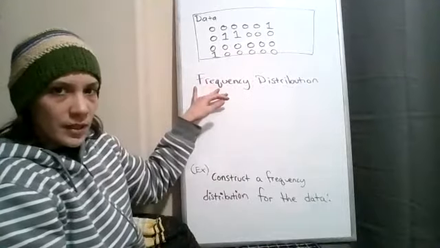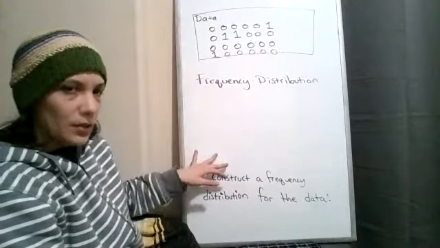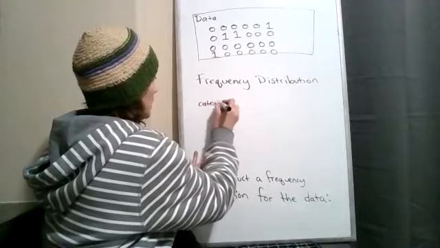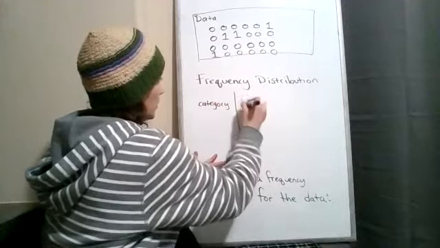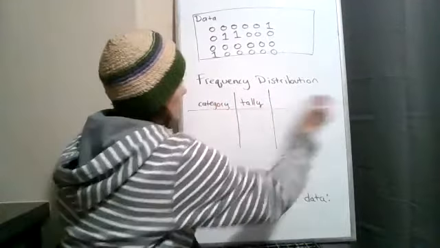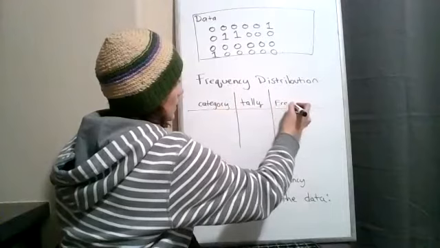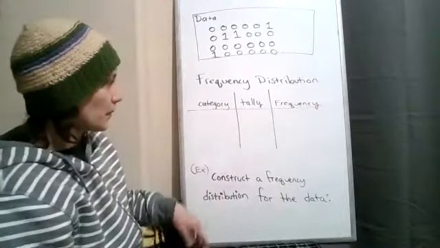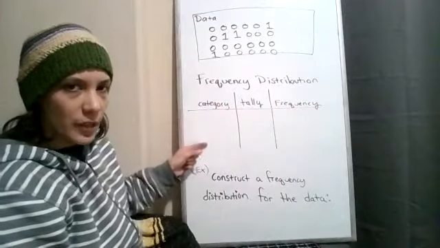Okay, your new frequency distribution is a table. The category goes on this far side, tally in the middle, and on the other side is frequency. Possible values are 0 and 1.